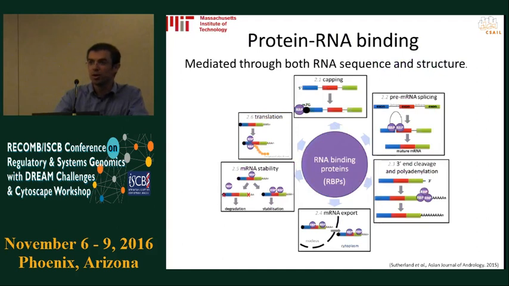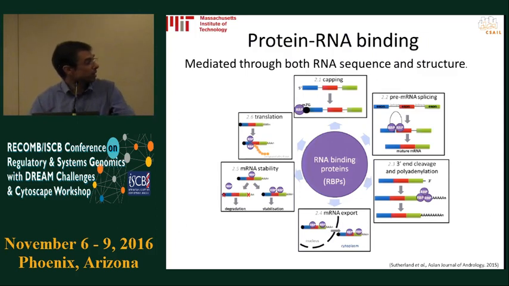As we may all know, protein-RNA binding is very important and has many roles in many processes in the cell, including the capping of the mRNA, the splicing of the mRNAs from their raw form into their mature messenger RNA form, the 3' end cleavage, and the transportation from the nucleus to the cytoplasm. It has an effect on the stability, such as increasing the stability or increasing the degradation rate, and also some effects on the translation.